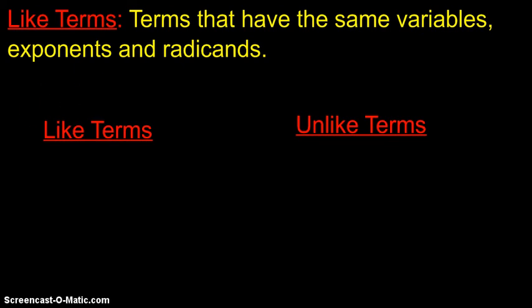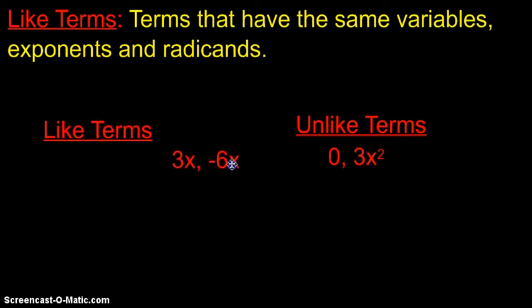Here are some examples. 0 and 3x squared would be considered unlike terms because they don't have the same variables. Alright, so they go here with unlike terms, and we'll see the importance of knowing the difference later.